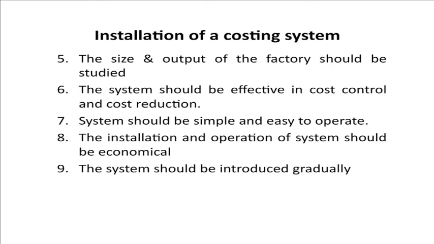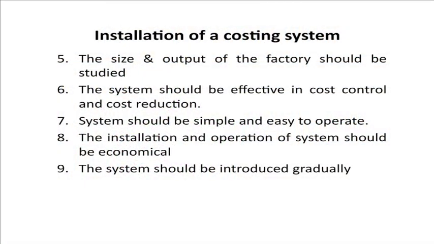The system should be effective in cost control and cost reduction. The system should be simple and easy to operate. The installation and operation of the system should be economic. The system should be introduced gradually. So, these are the parameters we need to follow when we install any costing system. The feasibility and reasonableness of the system has to be examined, looking into the cost as well as the benefits which are being associated. So, minimization of cost, maximum benefit and relevance of this system should be taken care of while installing any costing system.